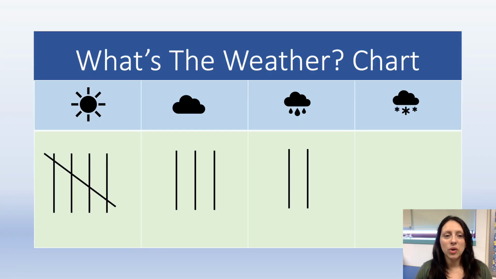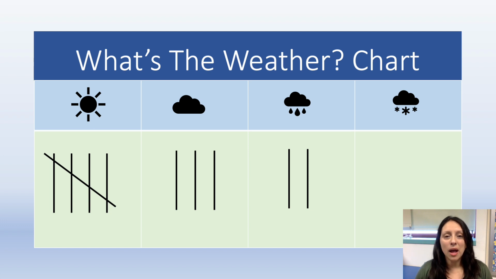In class, we created this chart. It's called What's the Weather? And we wanted to find out what the weather was like outside across 10 days. We wanted to know how many days were sunny, cloudy, rainy, or snowy.